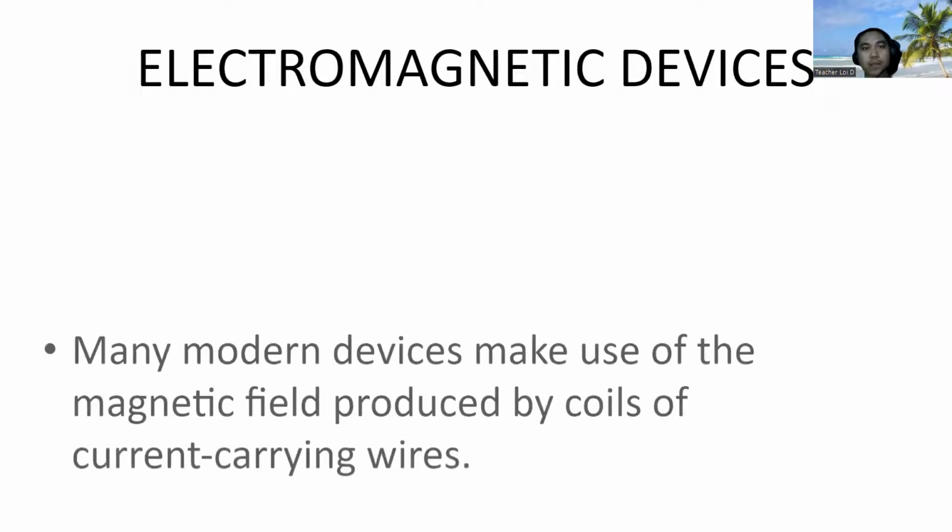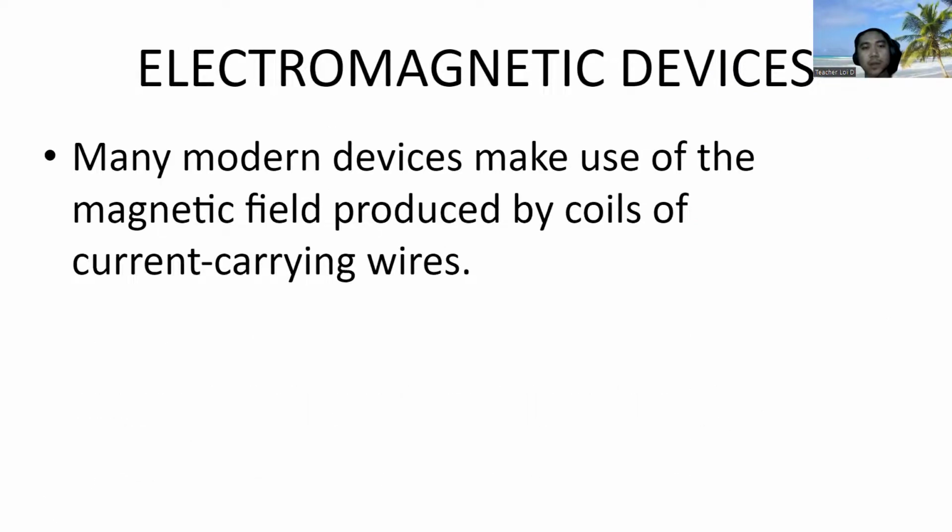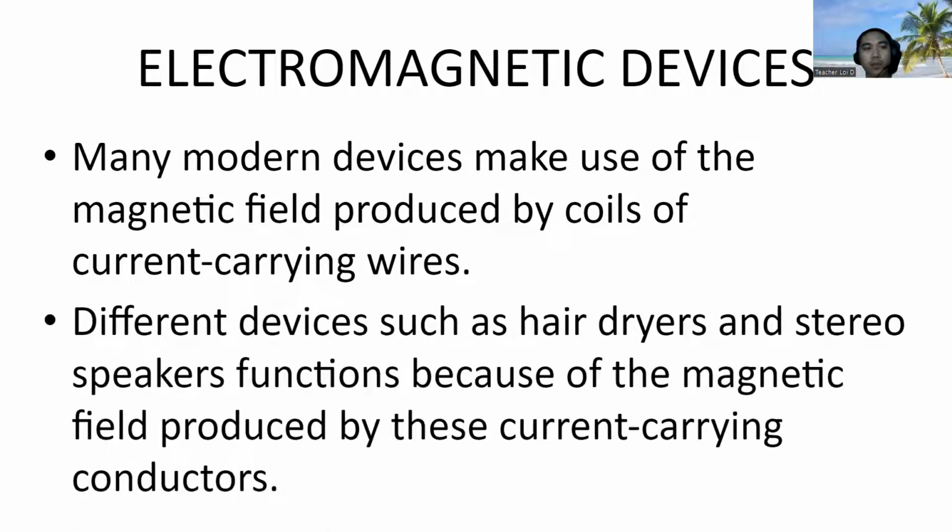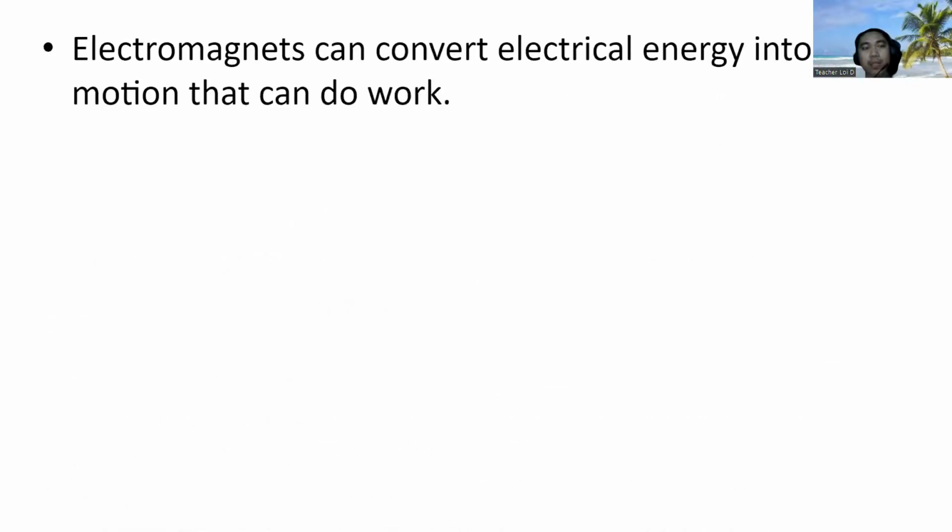So electromagnetic devices. There are many modern devices that make use of the magnetic field produced by coils of current carrying wires. Different devices such as hair dryers and stereo speakers function because of the magnetic field produced by these current carrying conductors. So yung electromagnet, nakakapag-run po siya ng mga devices. So electromagnet can convert electrical energy into motion that can do work. Okay, yun po yung function ng electromagnets.